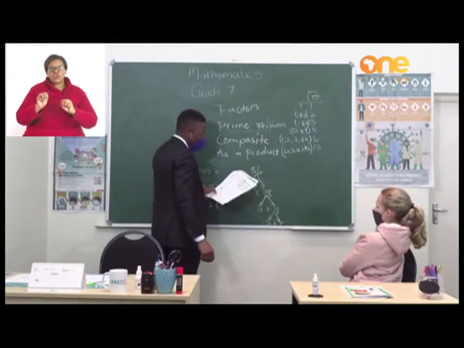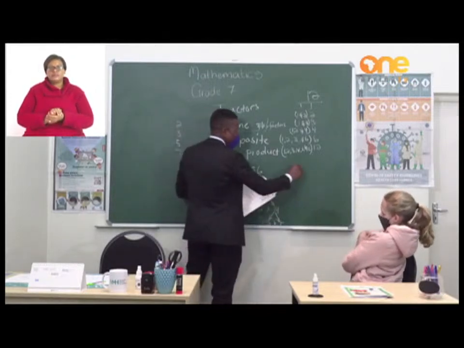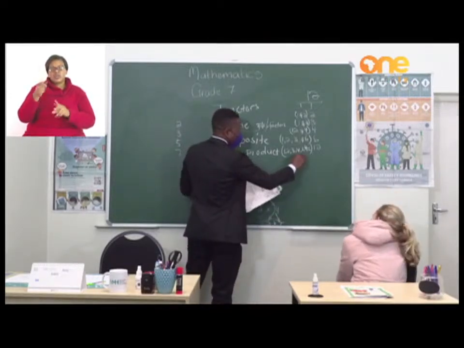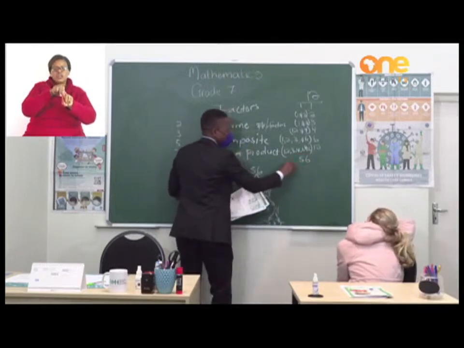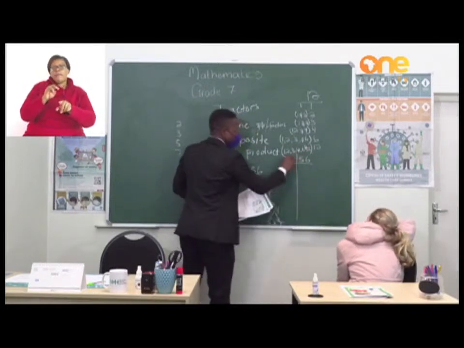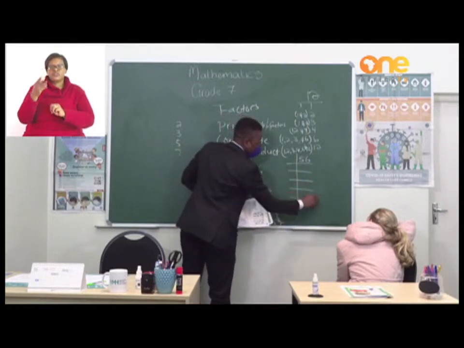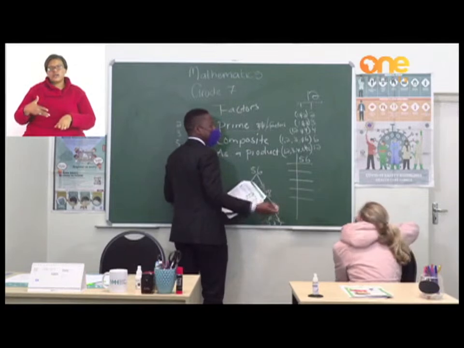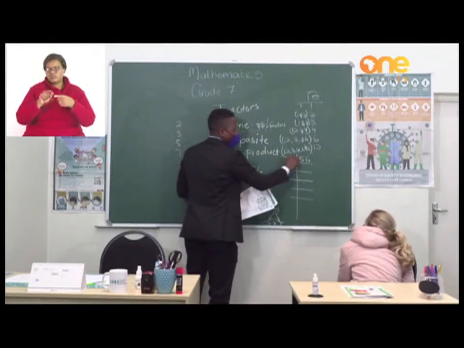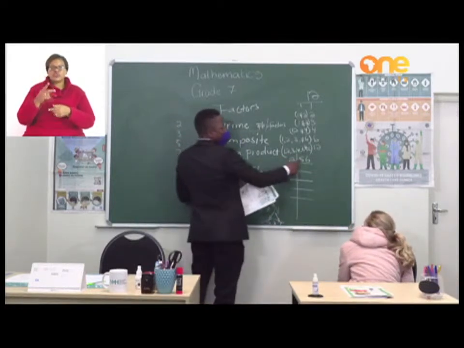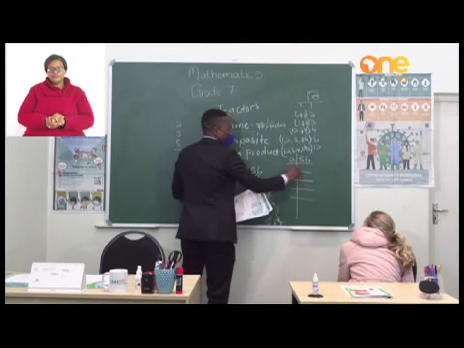Another method is the ladder method, whereby we have 56. Here, we must halve 56, or we must divide 56 by 2. 56 divided by 2, of course I get 28.